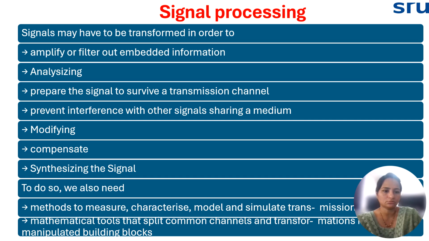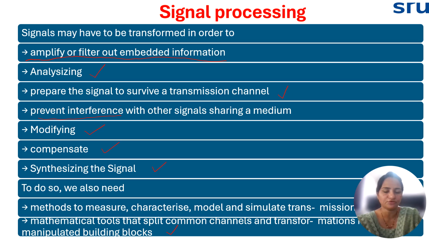Now, signal processing. Signals may be processed in order to amplify or filter out embedded information, to analyze it, or to prepare the signal to survive the transmission channel. Next, to prevent interference, that is filtering applications, modifying, compensating, and synthesizing the signal. We also have methods to measure, characterize, model and simulate transmissions, and mathematical tools that split common channels and transformations, manipulated as a building block. So these are the signal processing.